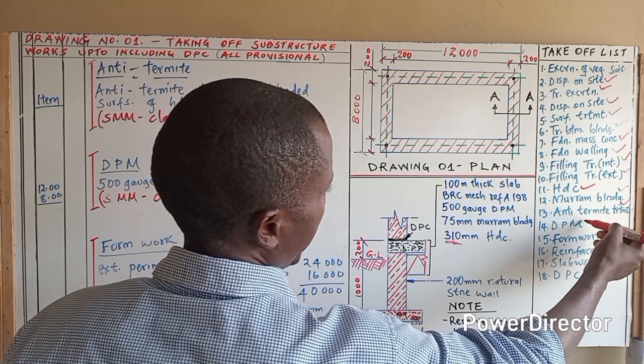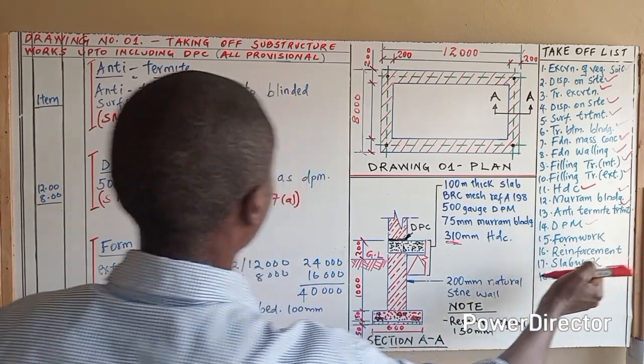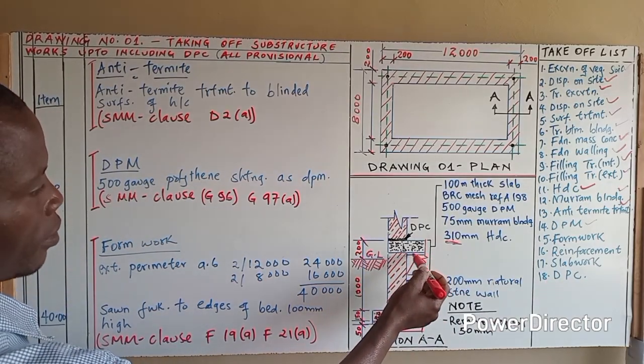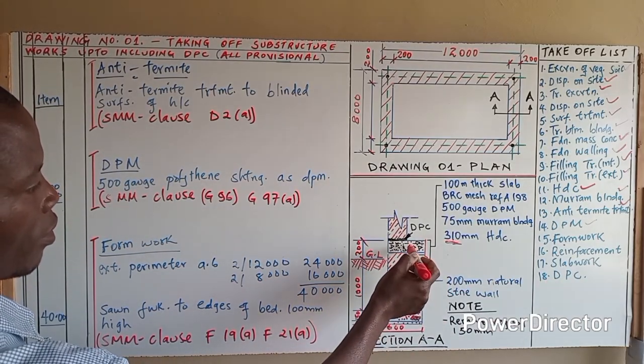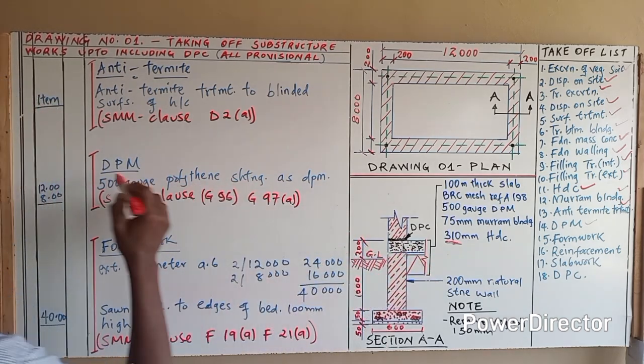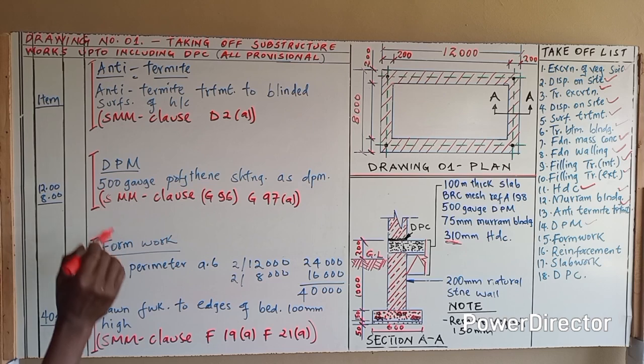To the 14th heading now, that is the DPM. So over this blinding, just before the concreting, in between here, there is DPM, that is the damp-proof membrane.